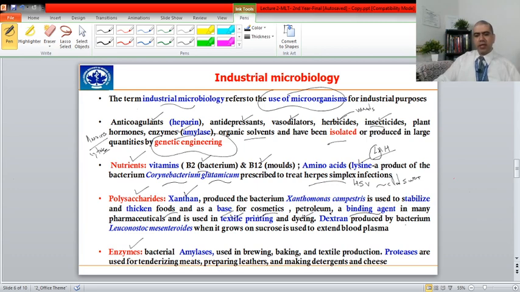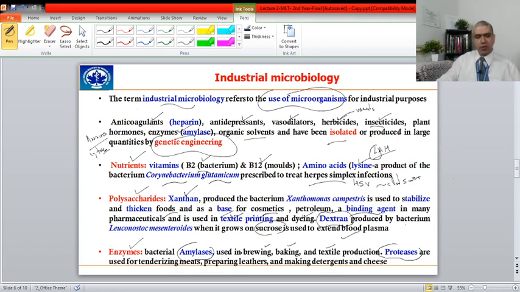Another kind of polysaccharide that comes from microorganisms is from the bacterium Leuconostoc mesenteroides. When it grows on sucrose, it is able to extend the blood plasma. So I mean we can extend the blood plasma levels. So then come the enzymes. Bacteria can produce different kinds of amylases which are used in the brewing industry, baking industry, and textile production. We have also proteases and lipases.